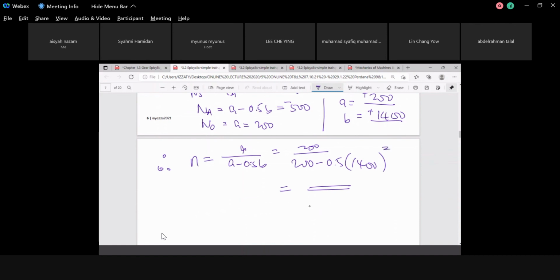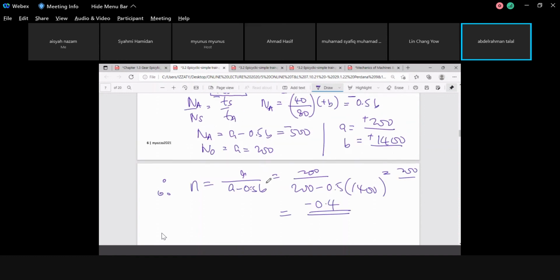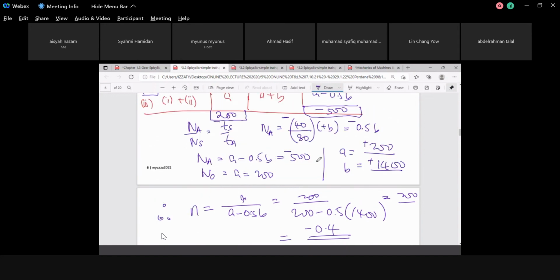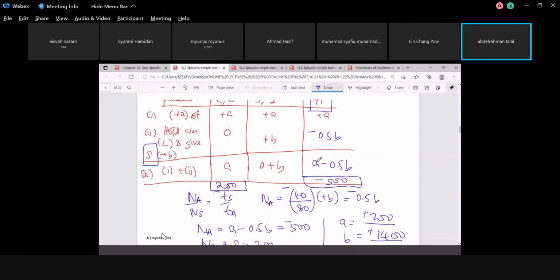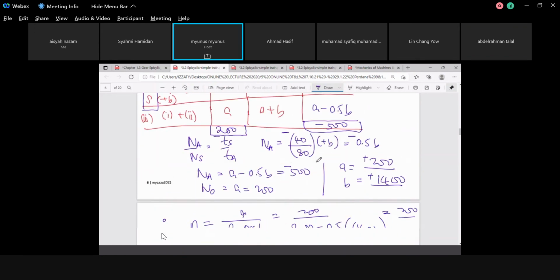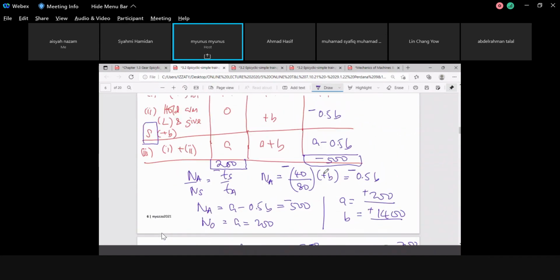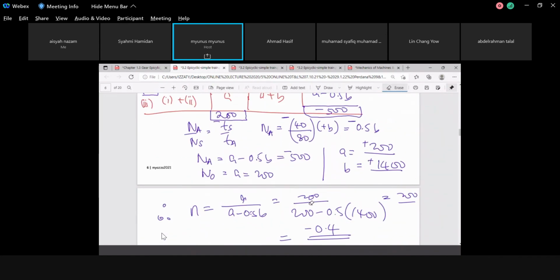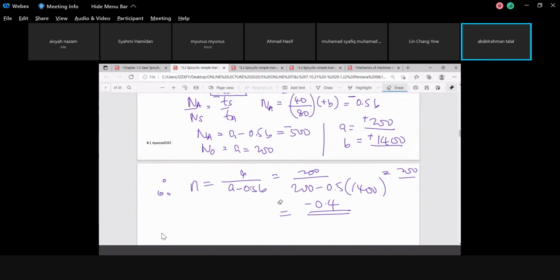From this one, you can solve this one, 200. This one is 700. This one is negative 0.4. Doctor, okay. It should be N_O divided by N_I. You make it wrong. It should be A divided by A plus B. O is A, 0.5, correct? So which one did I get wrong?